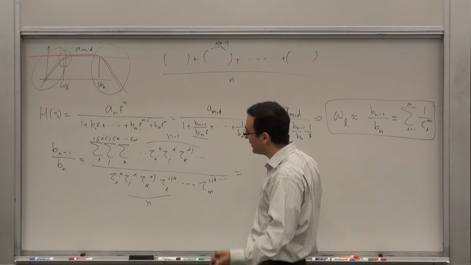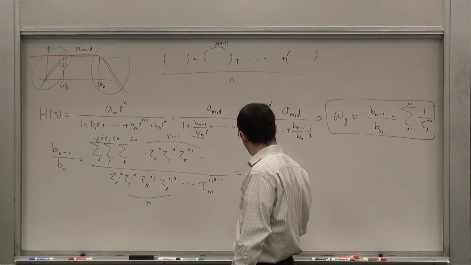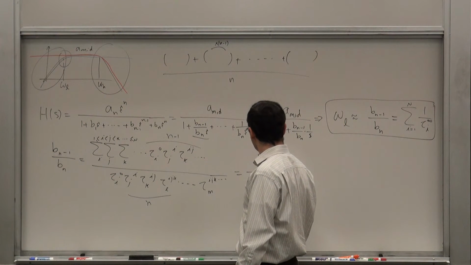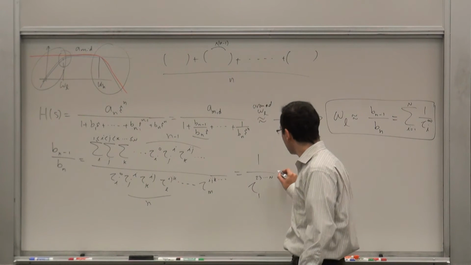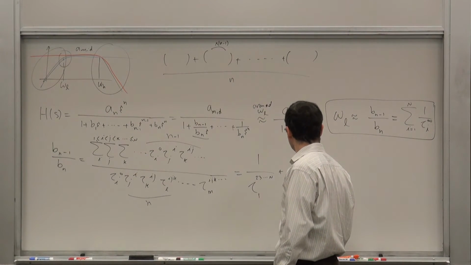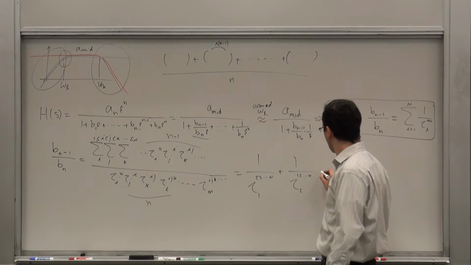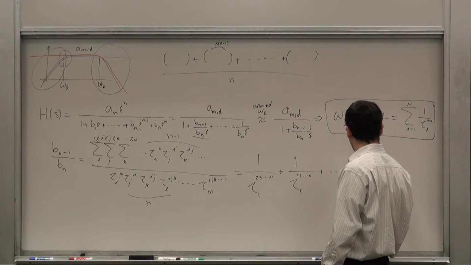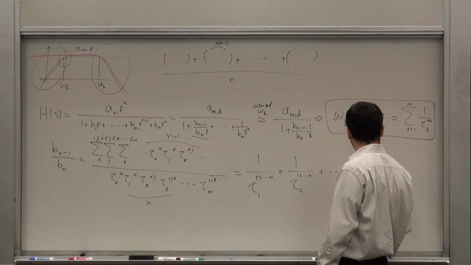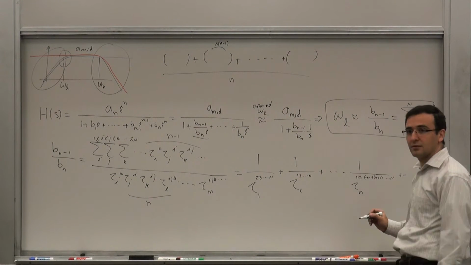So what is the first one? The first one is the sum of everything except for the first. So it's basically 1 over tau 1 when you have 2, 3, all the way to n. The second one is 1 over tau 2, 1, 3, etc., to n. The one in the middle somewhere is tau n, 1, 2, 3, n minus 1, n plus 1, all the way up to n.